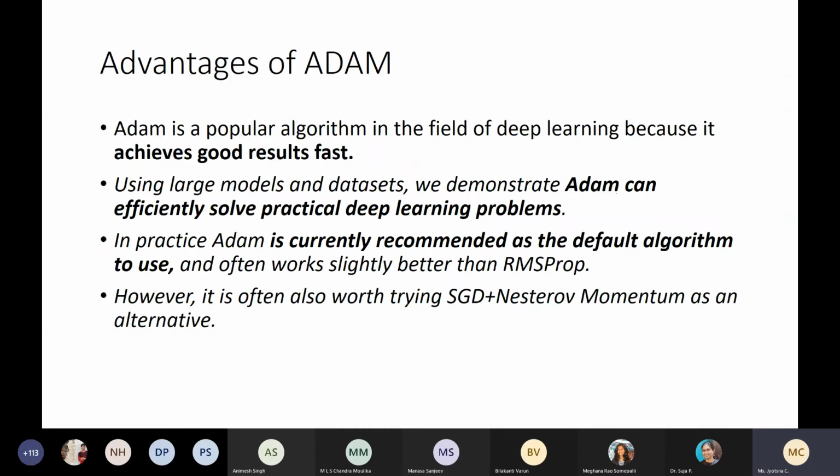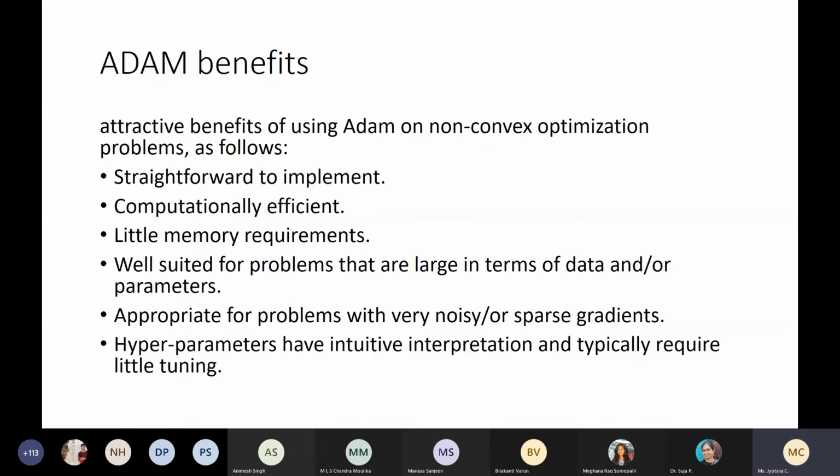Adam is the popular algorithm in the field of deep learning, because it always achieves good results and can effectively solve practical deep learning problems. When you do your project, you will understand this. You can experiment with whether Adam is proper for your application, or RMS prop, or momentum, or anything else. Adam is currently recommended as the default algorithm to use, because in deep learning, for most applications, Adam will suit.